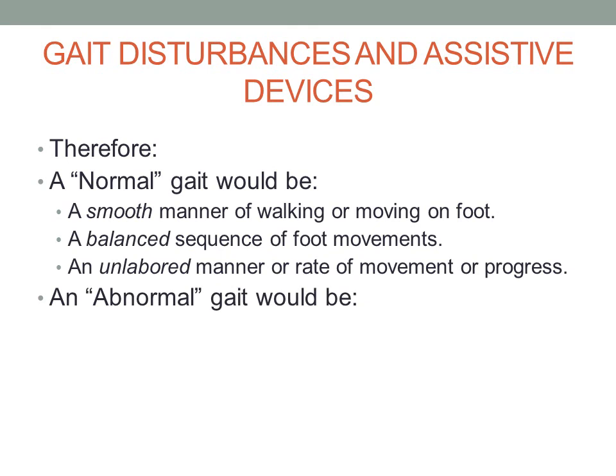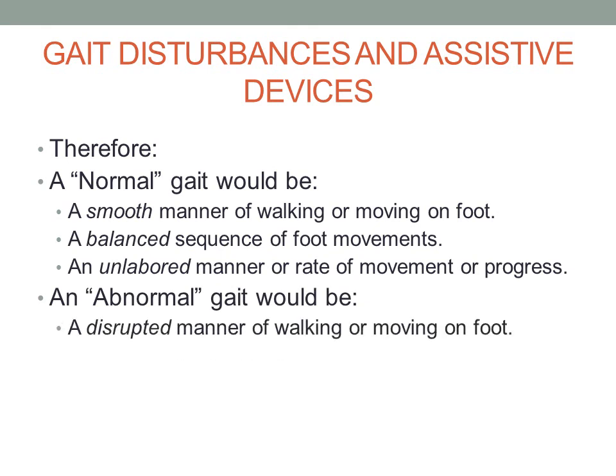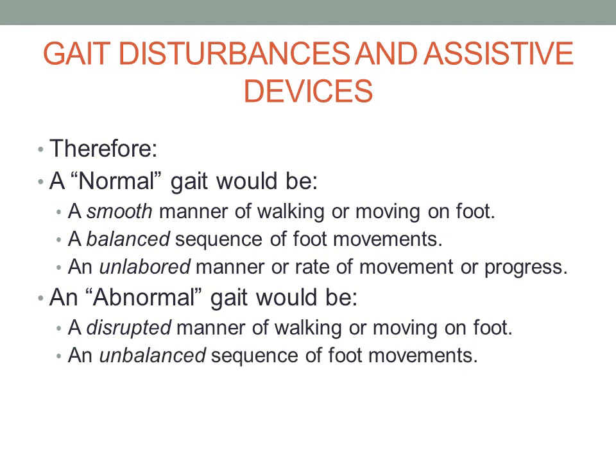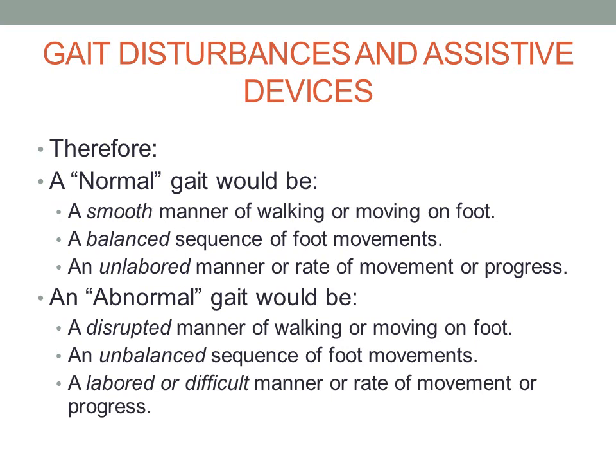Well, it would then therefore be easy to describe what an abnormal gait would be. It would be a disrupted manner of walking or moving on foot. It would be an unbalanced sequence of foot movements where weight is shifted more to one side and off of a dysfunctional or a painful side. It would be a labored or a difficult manner or rate of movement or progress, and you can picture those descriptions in your mind, especially the last one, a difficult manner.